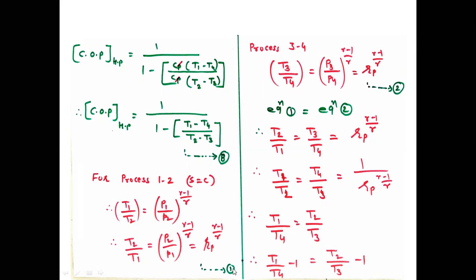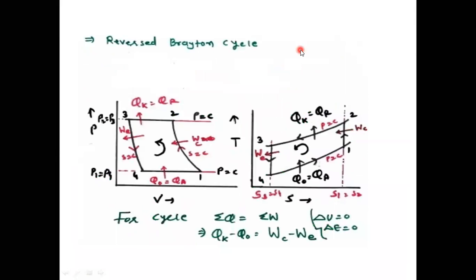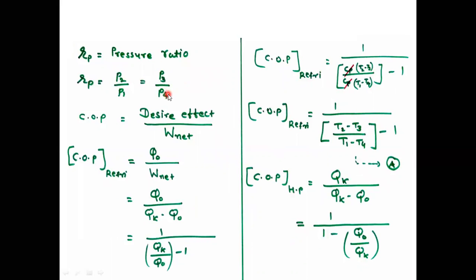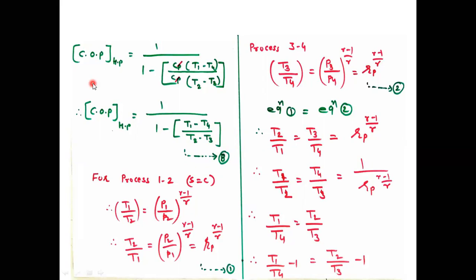Say equation 1. Similarly, process 3 to 4 is again a reversible isentropic process, means adiabatic process. For an adiabatic process, this is the pressure temperature relation. Here the process is 3 to 4, that is why I write T3 divided by T4 is equal to (P3 divided by P4) raised to (gamma minus 1) upon gamma. What is P3 divided by P4? Rp, the pressure ratio.